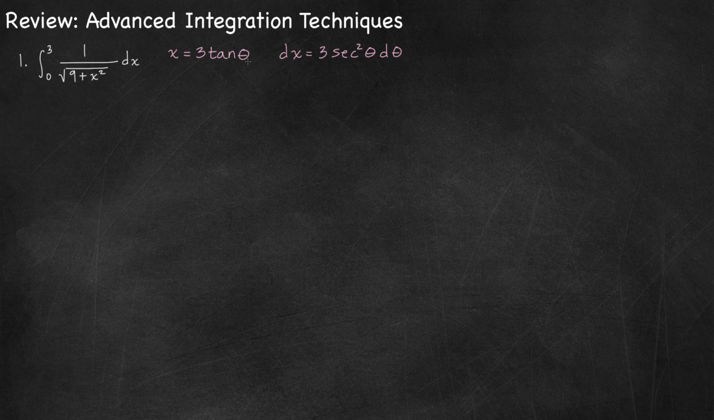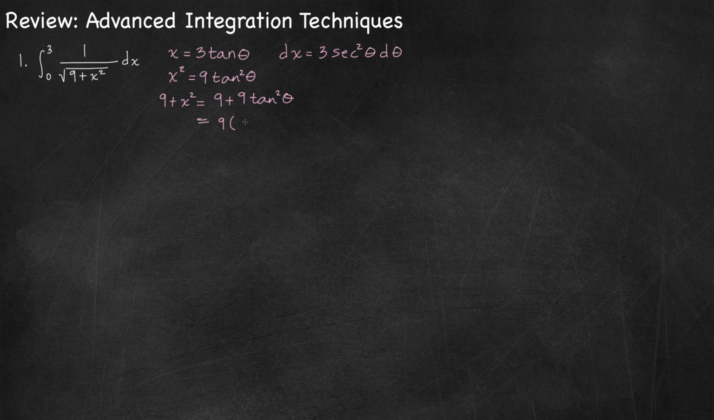So now I can substitute 3 tan theta in for x. I can substitute 3 secant squared theta d theta in for dx. Notice that in our expression we have x squared. So I'm just going to go ahead and write down what x squared is equal to here. If x is 3 tan theta, then x squared, we're just squaring both sides of this equation, is 9 tangent squared theta. And we have more than just x squared. We have 9 plus x squared. So I'm going to go ahead and try and get a match before I make my substitution. So I'm going to add 9 to both sides of this equation. And that'll give me 9 plus x squared equals 9 plus 9 tangent squared theta.